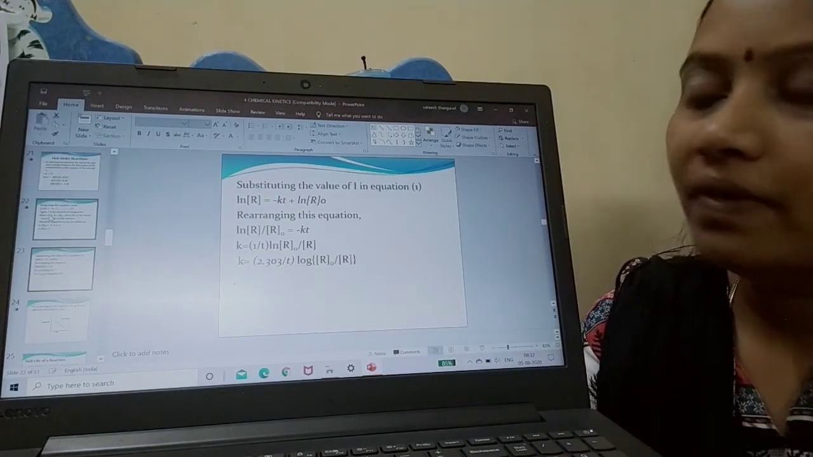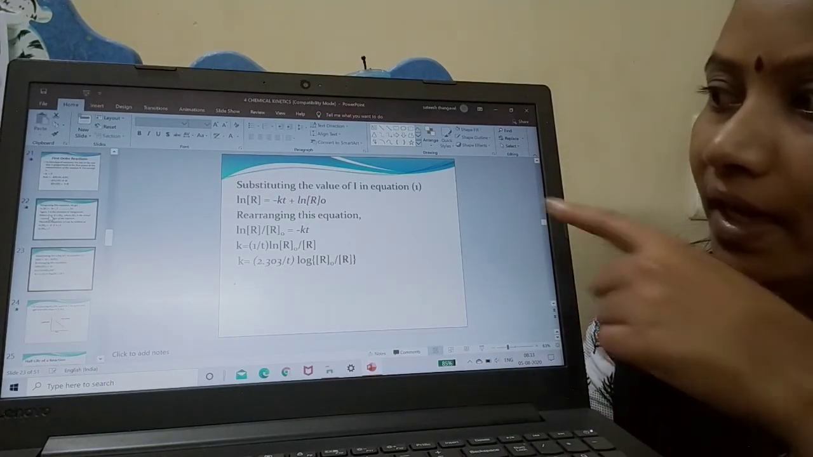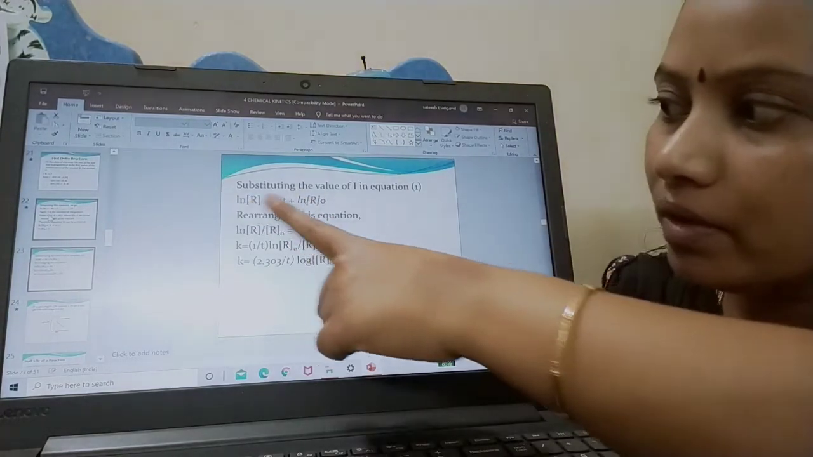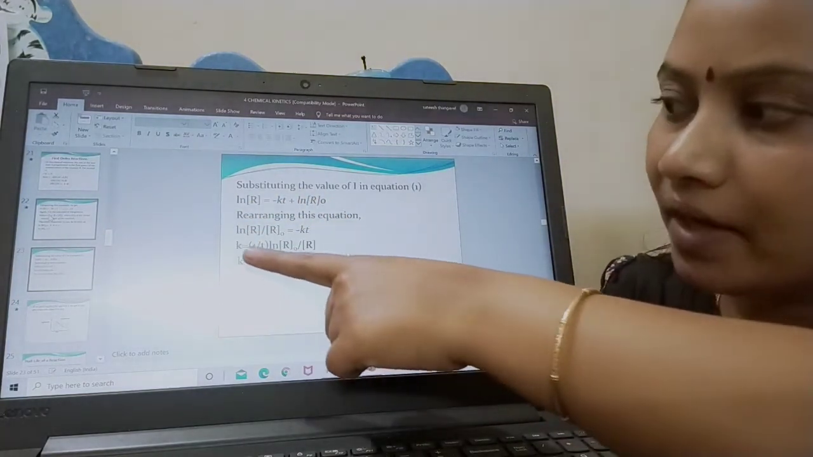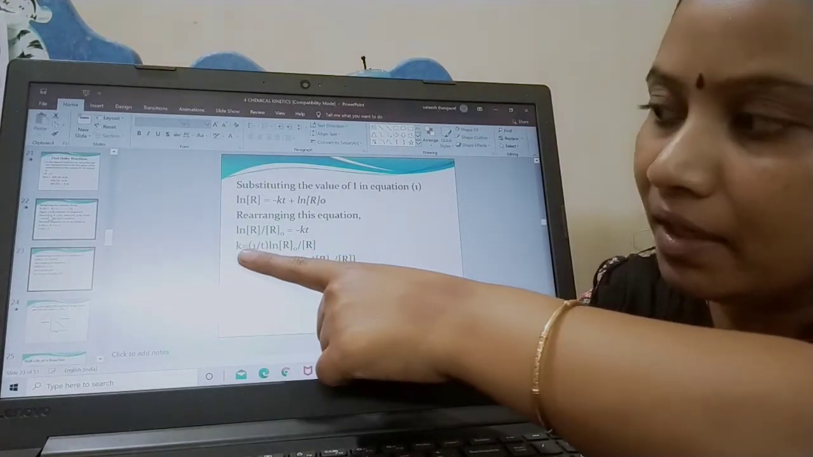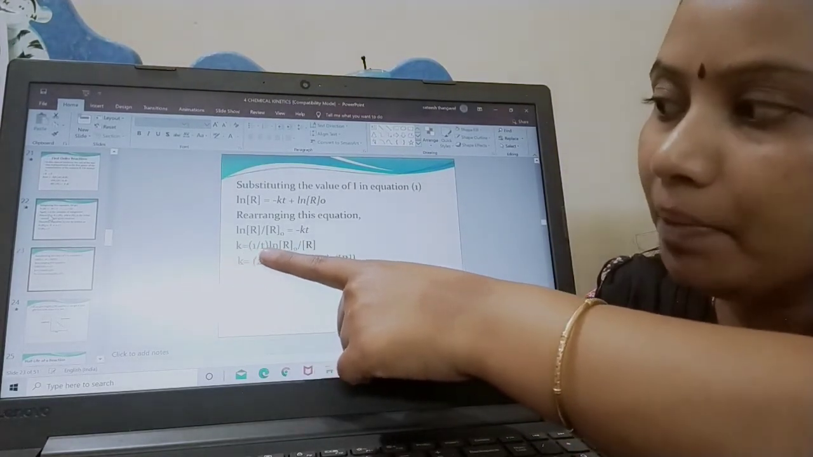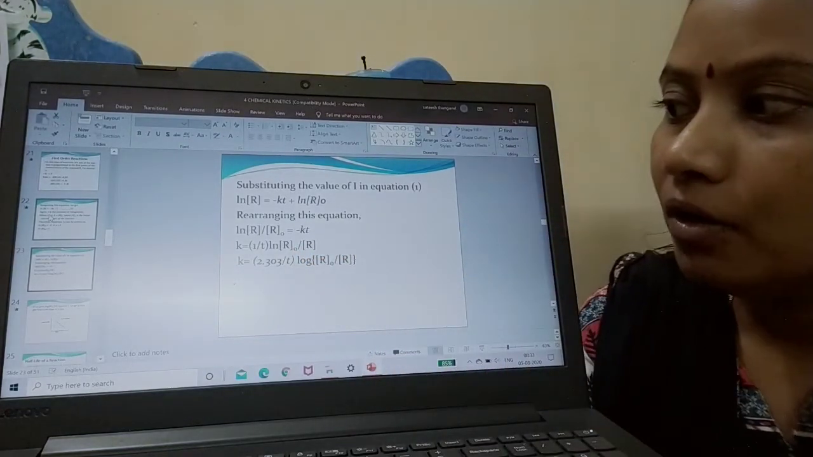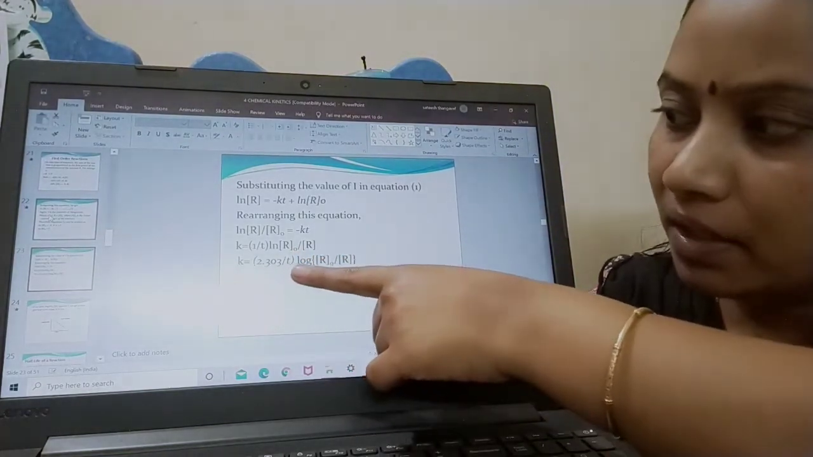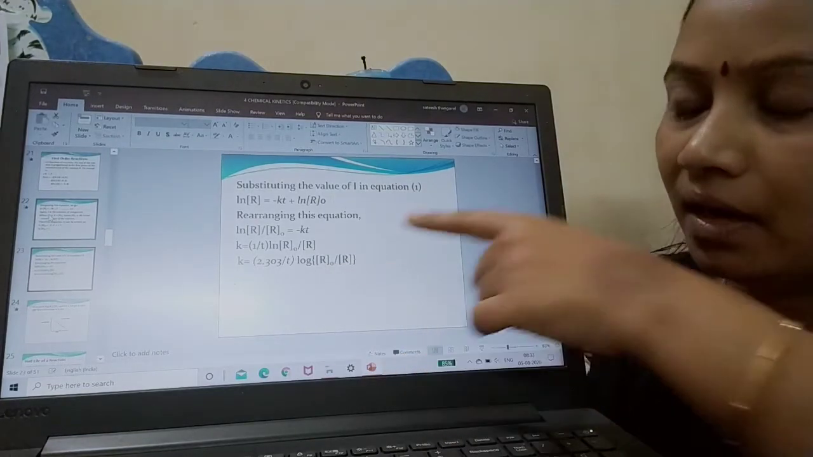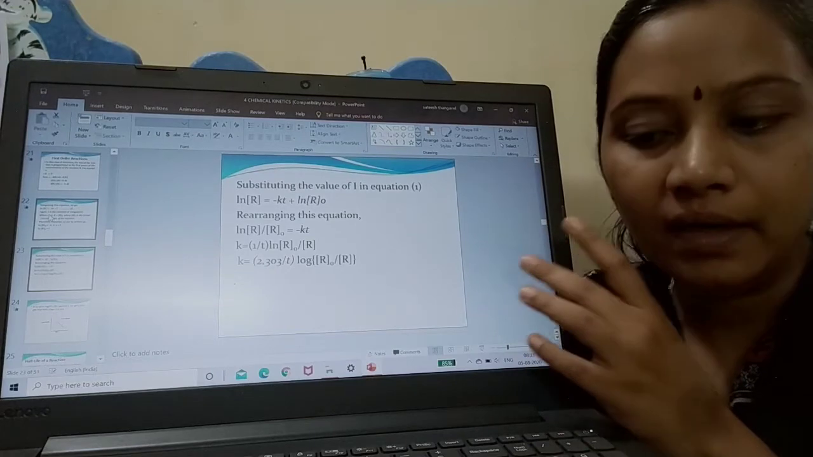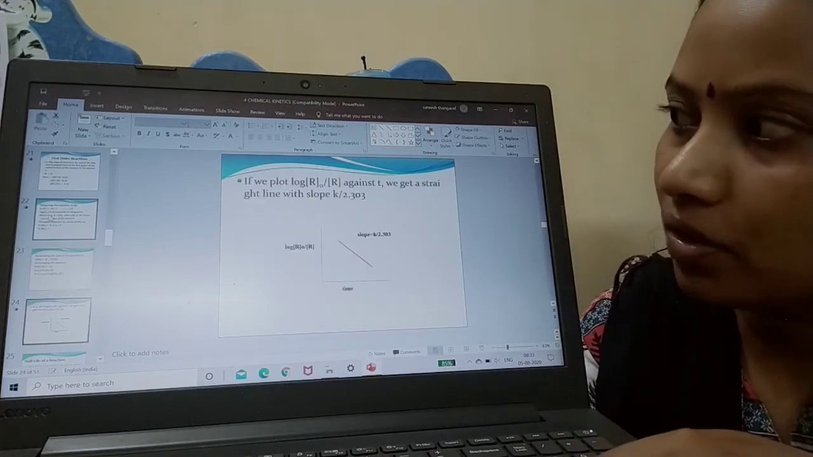Now substitute the value of I in equation 1. What will I get? The value of I is log R0. Now try to rearrange the equation. If I rearrange it, I get the rate constant as K is equal to 1 by t log R0 by R, which is 2.303 by t log R0 by R. This is the rate constant of a first order reaction.